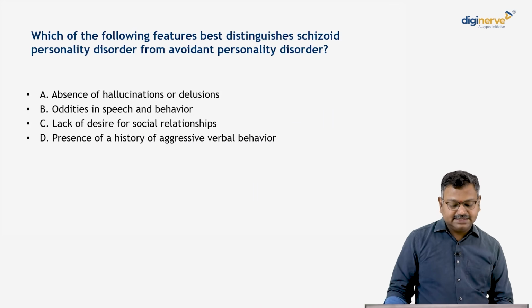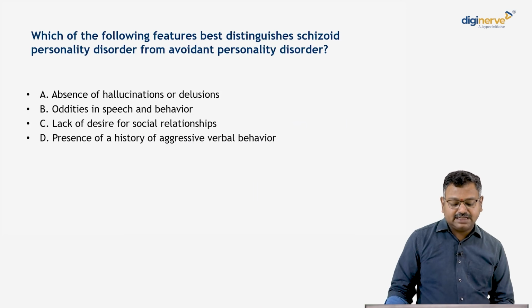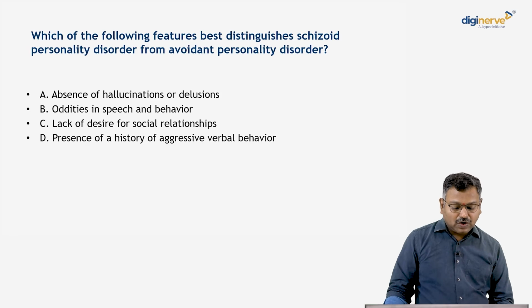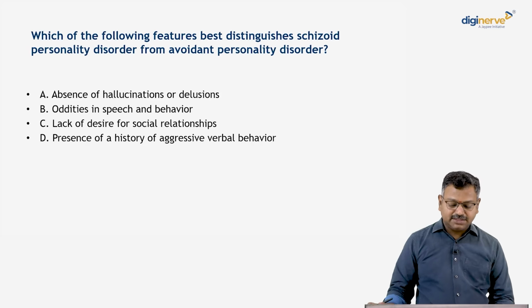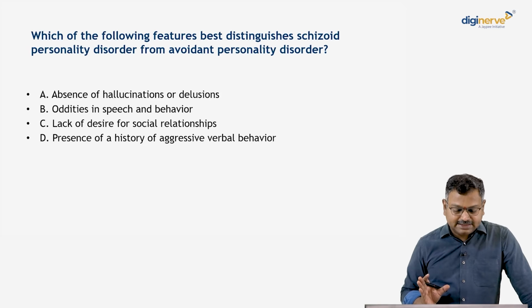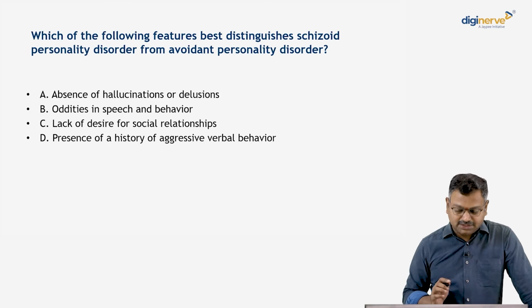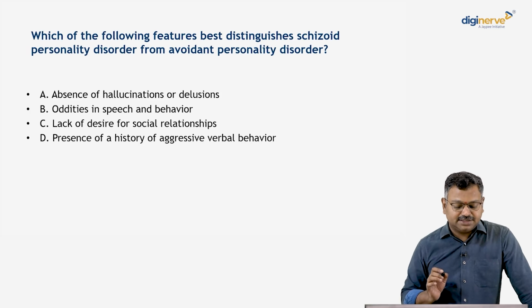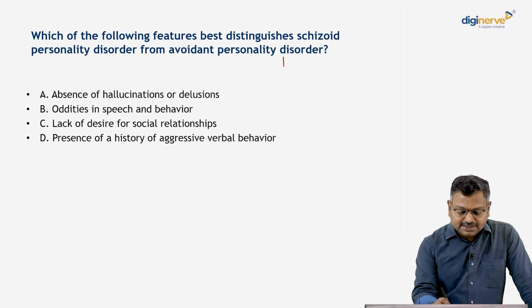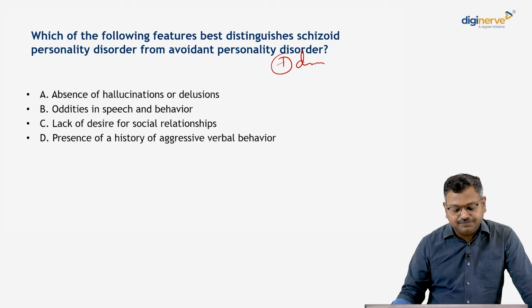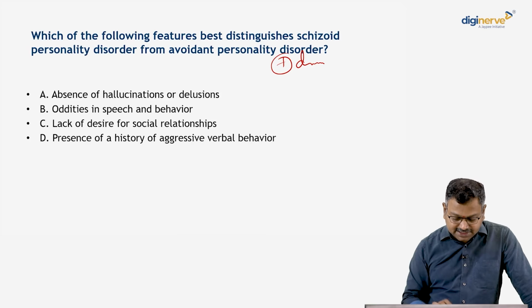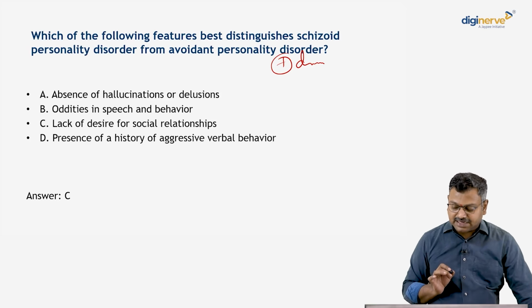Which of the following features best distinguishes schizoid personality from avoidant personality? Absence of hallucinations and delusions, oddities in speech and behavior, lack of desire for social relationships, presence of history of aggressive verbal behavior. Now, avoidant personality is where they have social isolation, but there is a desire for connection. So in avoidant, desire is present, whereas in schizoid, there is social isolation without desire to have any connection. So the very specific feature is lack of desire for social relationships.